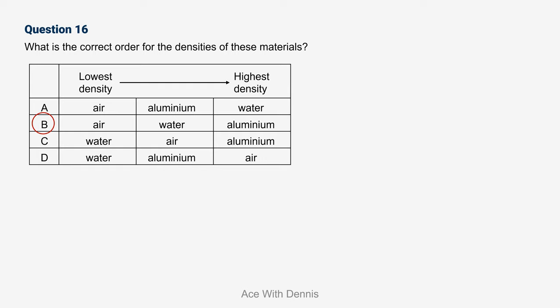Alright, so this is a very straightforward question. The air is a gas, water is a liquid, aluminium is a solid. So the lowest density will always be gas and the highest density will be solid. Therefore, the answer is B.